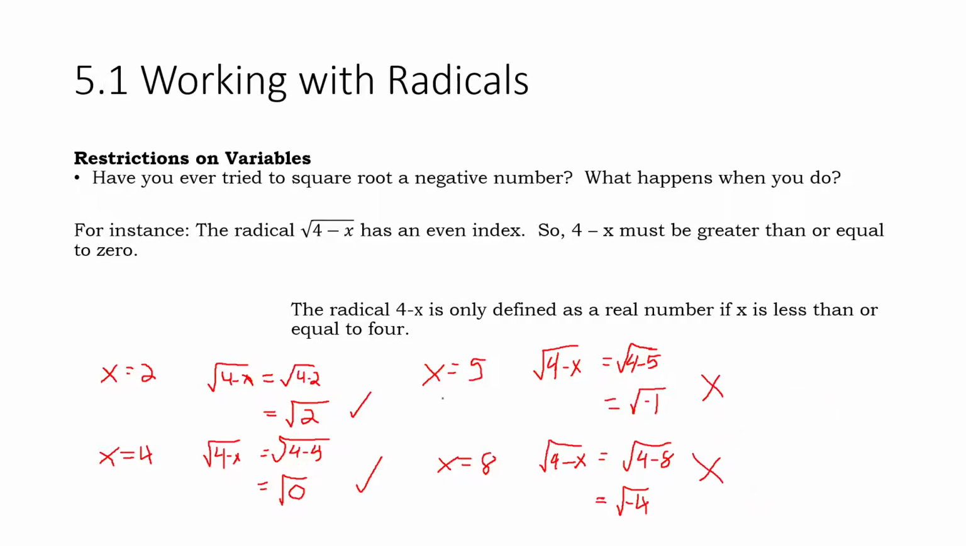So we need some way of defining what are permissible values to have in our radical for our variables. We need to define what x can be and what x cannot be.